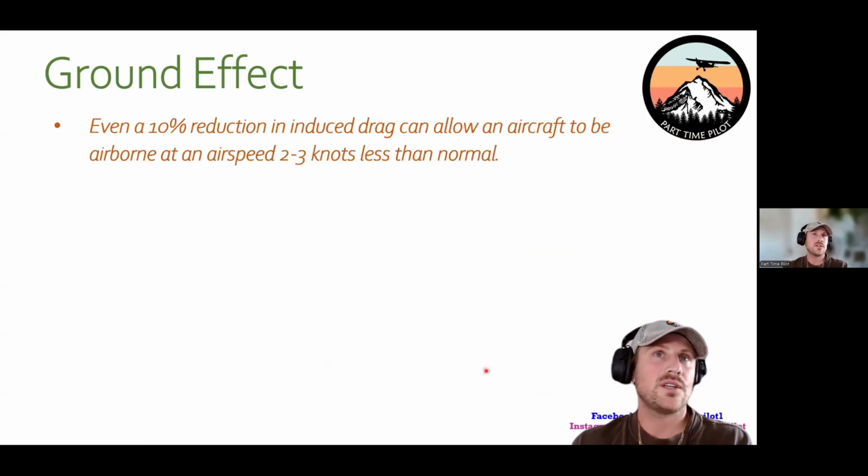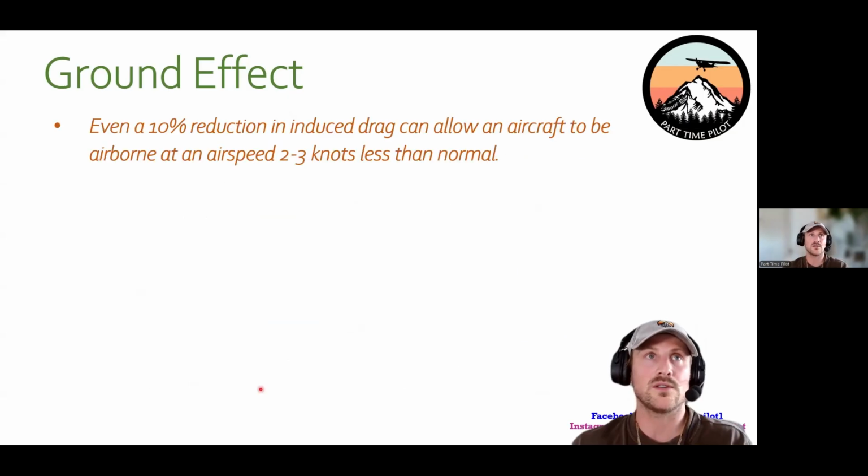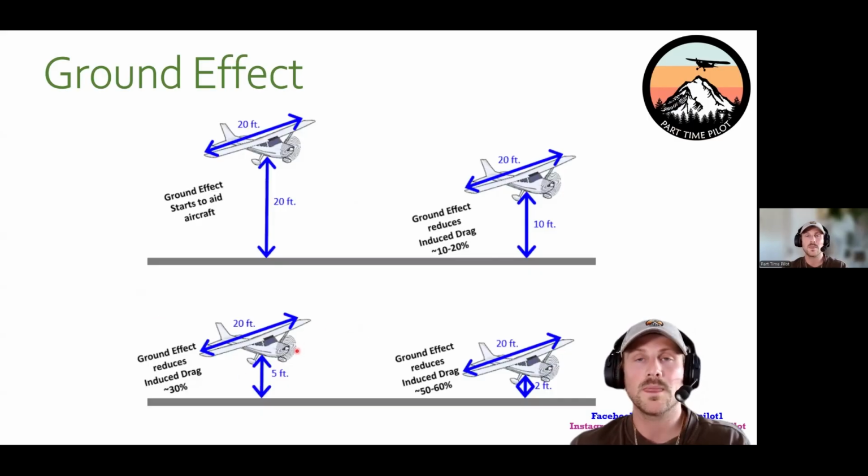So even a 10% reduction in induced drag can allow an aircraft to be airborne at an airspeed 2 to 3 knots less than normal. And then we mentioned that at 2 feet or 5 feet, it reduces it by 30%. So 30% is what? 6 to 9 knots. You can imagine that's a lot. So if your takeoff airspeed is 60 knots, that means you can get off the ground at about 53 knots in ground effect if you stay close, within 5 feet.